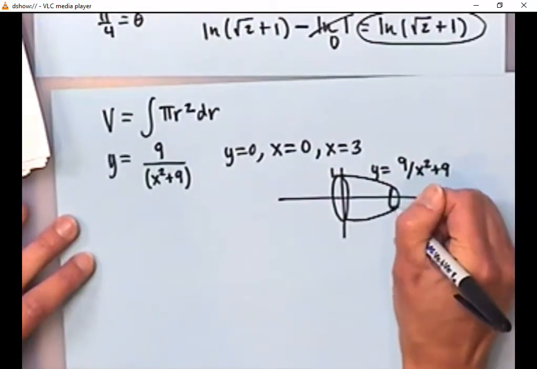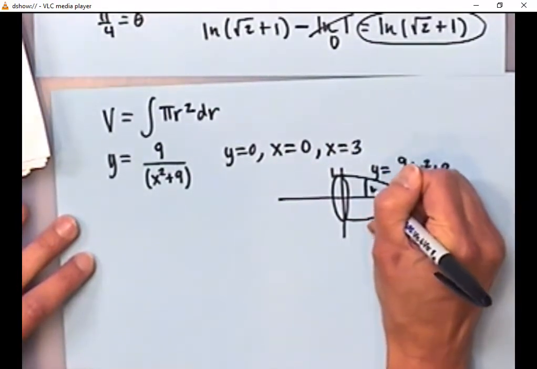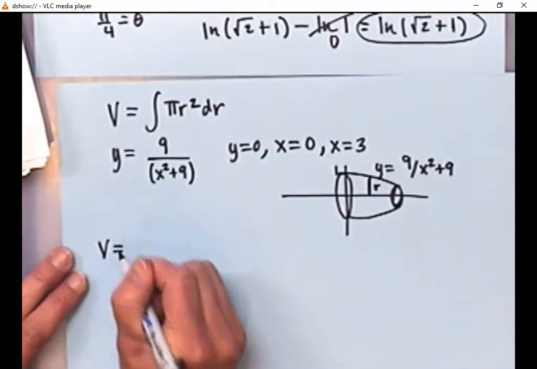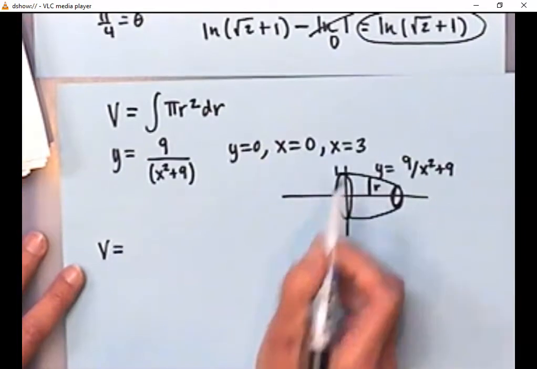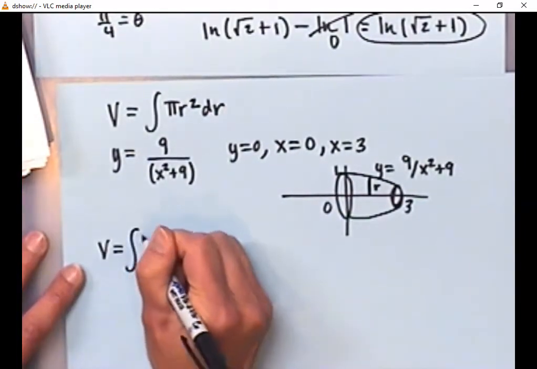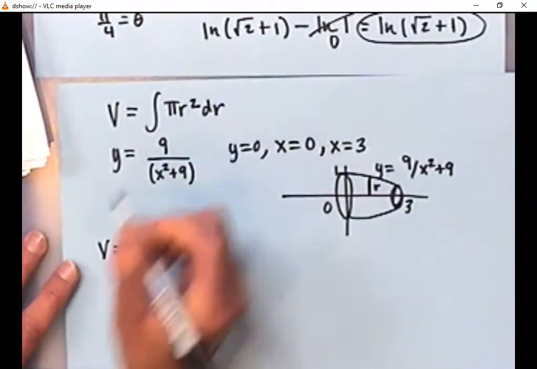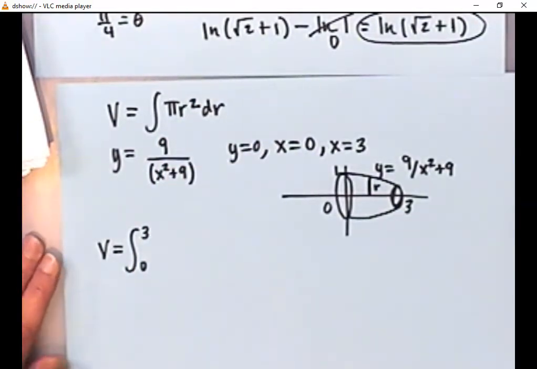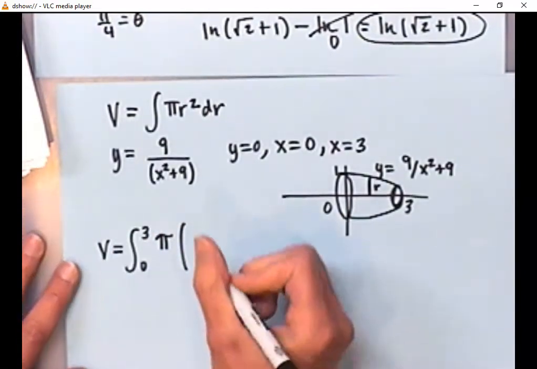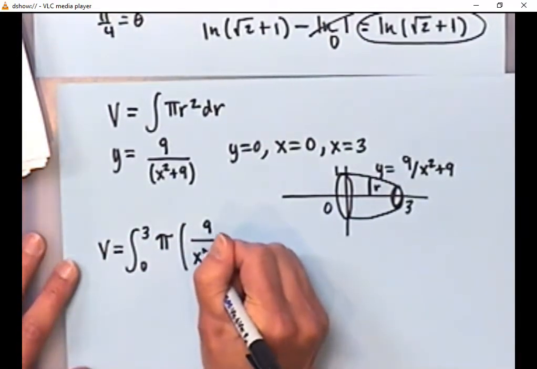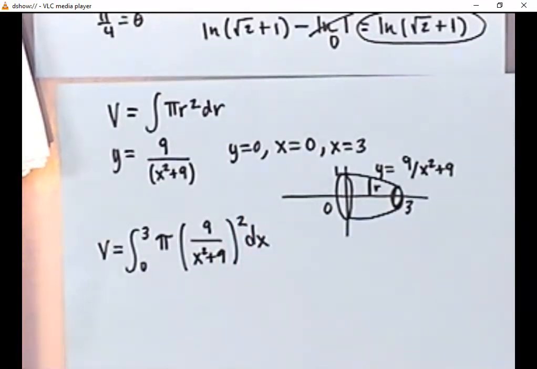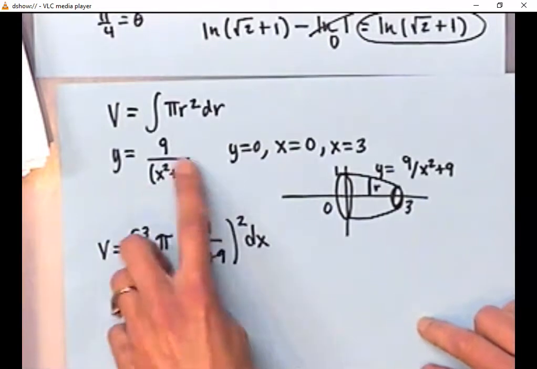So when we look at these circles, the radius here is just the function value. When I set up my volume on this one, I use the x values, going from 0 to 3. So I'm going to integrate from 0 to 3 basically the area of a circle: pi, and then this is the radius, 9 over x squared plus 9, squared, dx. So that becomes your radius. So you set it up right?